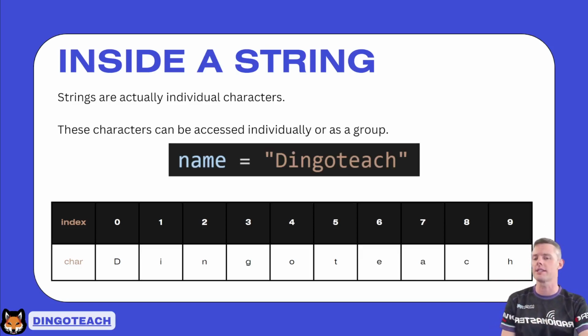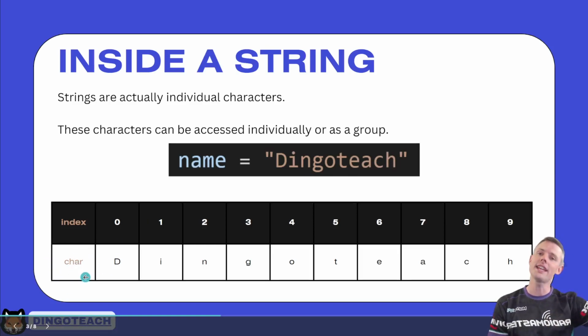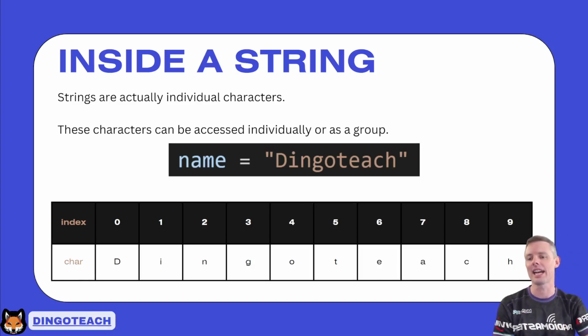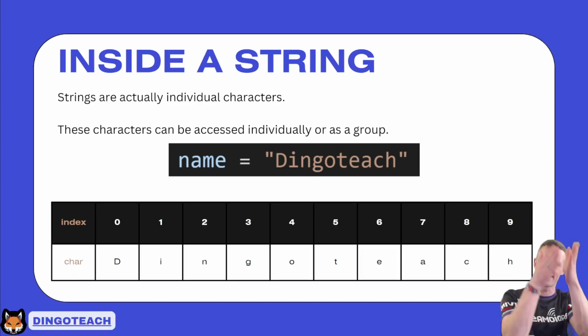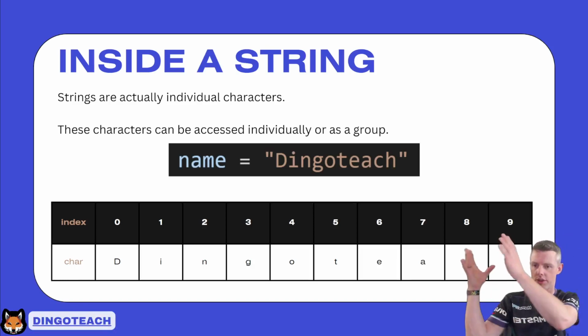All right, now to quickly break it down, here's my example for you. So I've made a variable called name, set it to dingo teach, and as you can see, I've got 1, 2, whoopsie doodle, go back, 1, 2, 3, 4, 5, 6, 7, 8, 9, 10 letters inside this string. Okay, every single character within that string is in an index. So an index is literally just like, what place is it in? Is it the first letter, the second letter, third letter?